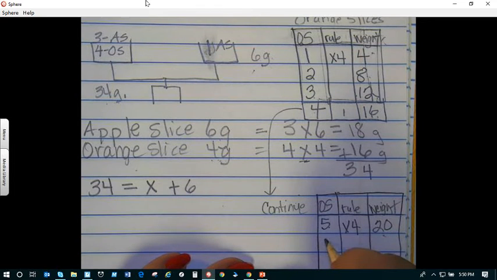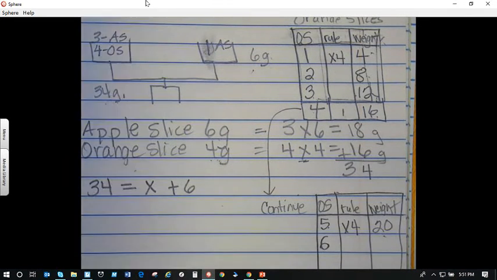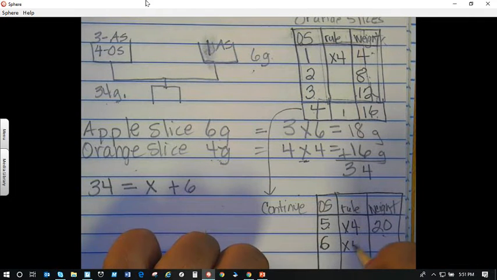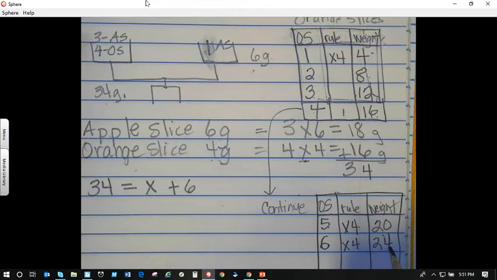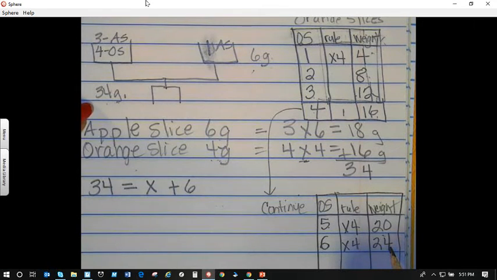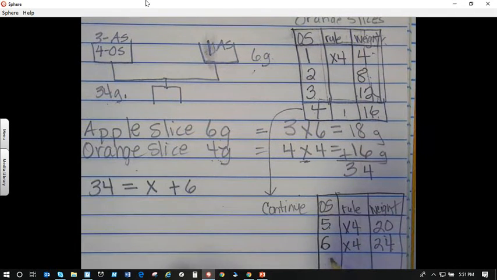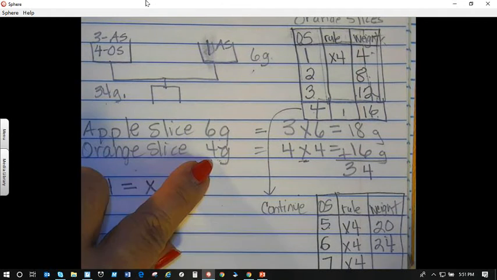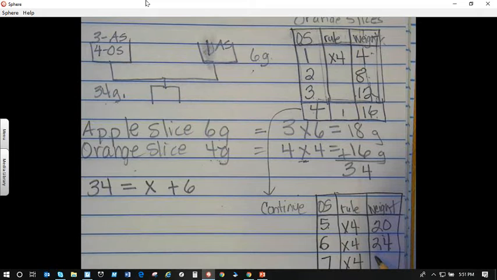So what if I add another apple or another orange slice? And I have 6 orange slices times 4 is 24. 24 plus what I already have, that's 30. Is that going to get me where I'm at? No, because I need more. So let's do 7 times 4, because that's how much weight each orange slice weighs. 7 times 4 is 28.